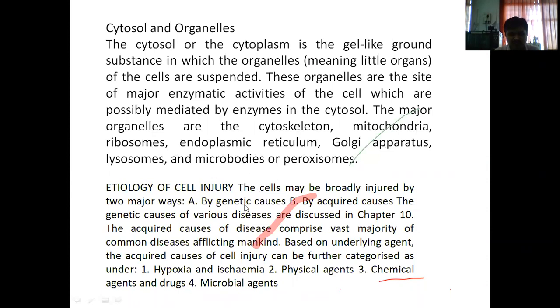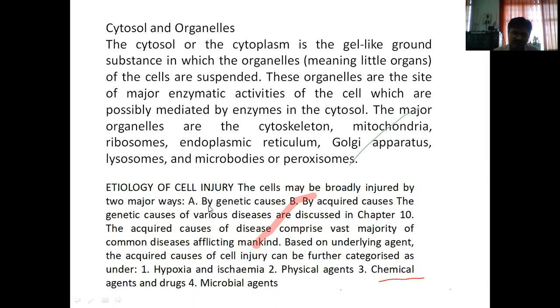Now we will see in short the etiology of cell injury. What is the meaning of etiology? Etiology means the causes because of which cell injury may occur. The cells may be broadly injured in two major ways.